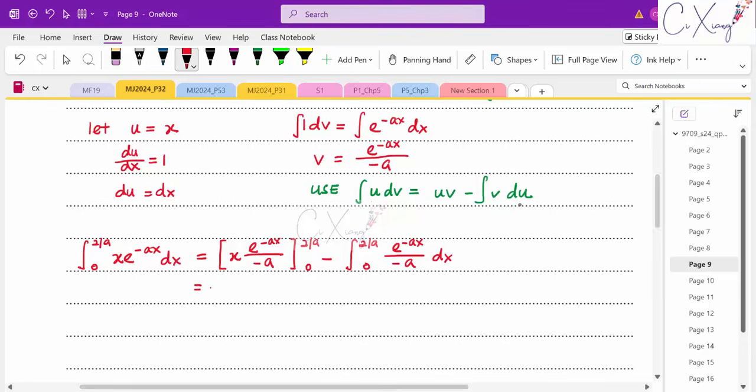For me, my personal habit is I prefer to take out all the constants before I substitute the values inside the expression. So you can see here, I take out the negative 1 over a first, so that my steps later look not so complicated. Then for this part also, you try to take out the constant a, so that it's easier for you to integrate.